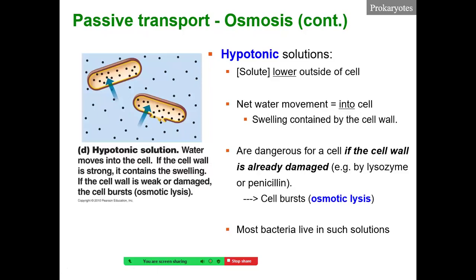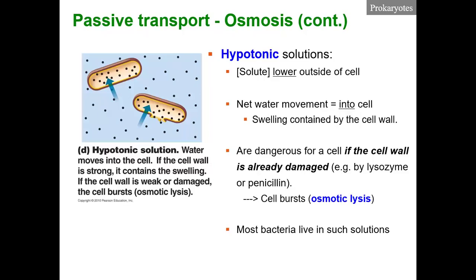If the cell has a cell wall, the cell membrane can only expand up to the size of the cell wall. And then the cell wall prevents the cell membrane from expanding any further, and that will limit water from moving into the cell. No more water, no net movement of water will move into the cell because there's no more room for the water molecules inside the cell.